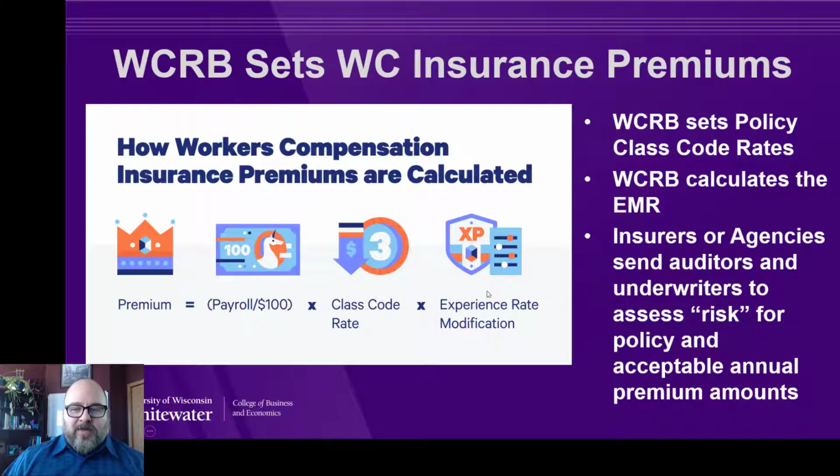I could go on and on with this. It also helps from a safety perspective to sell safety, and there are some consulting firms that's what they use. Here is how the premiums are calculated.